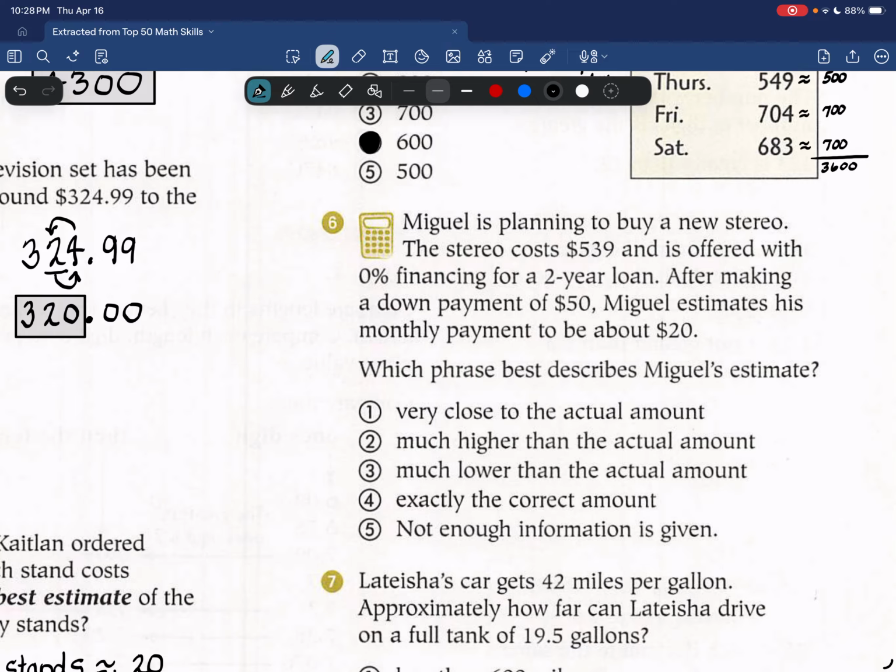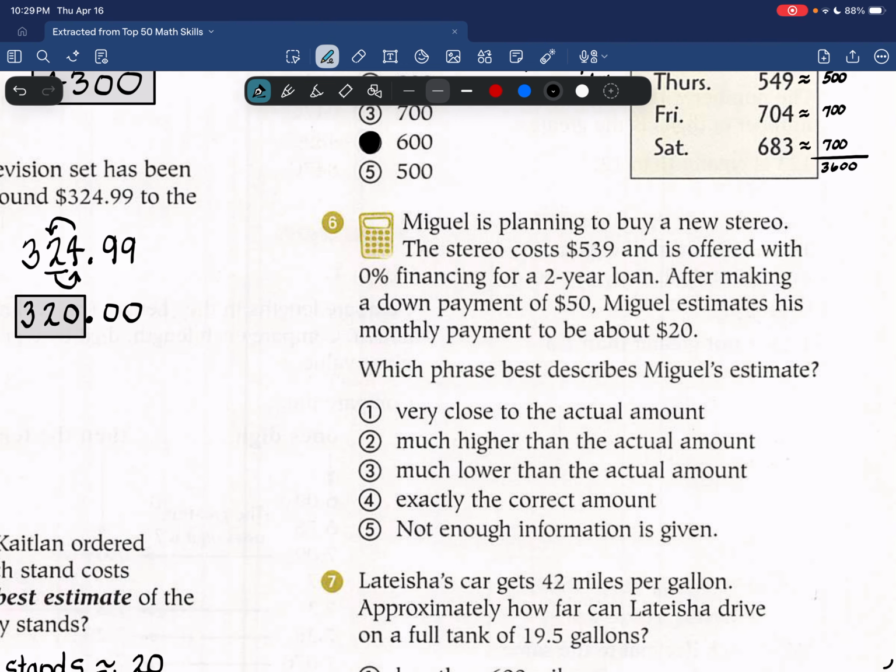All right, number 6. Miguel is planning to buy a new stereo. The stereo costs $539 and is offered with 0% financing for a 2-year loan. After making a down payment of $50, Miguel estimates his monthly payment to be about $20. Which phrase best describes Miguel's estimate?